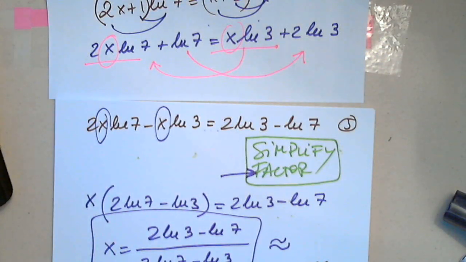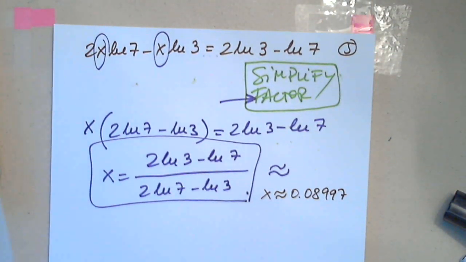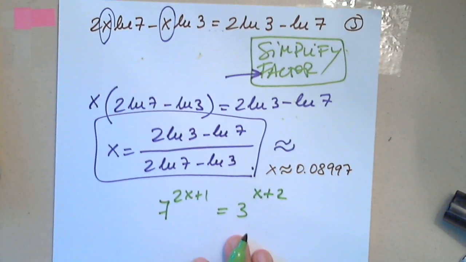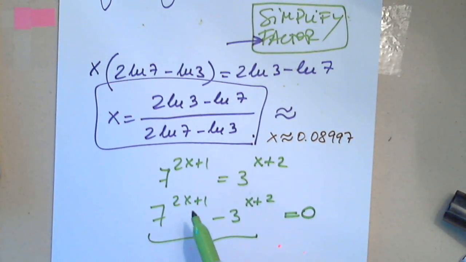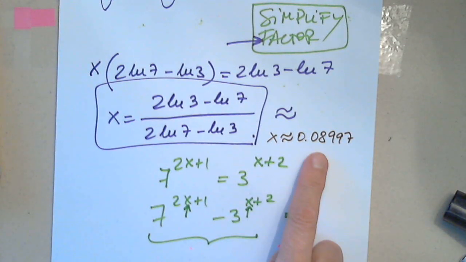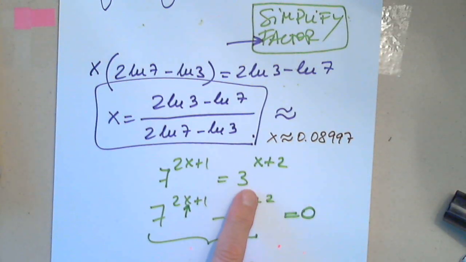Now let's suppose I don't believe this and I want to check. And remember, the original equation was 7 raised to 2x plus 1 equals 3 raised to x plus 2. I can check in this equation, or better, I can check into this equation. They are the same. I just moved this term to the other side. But if I use this equation, then I will ask the calculator to recall the previous answer, and I don't have to type it in.